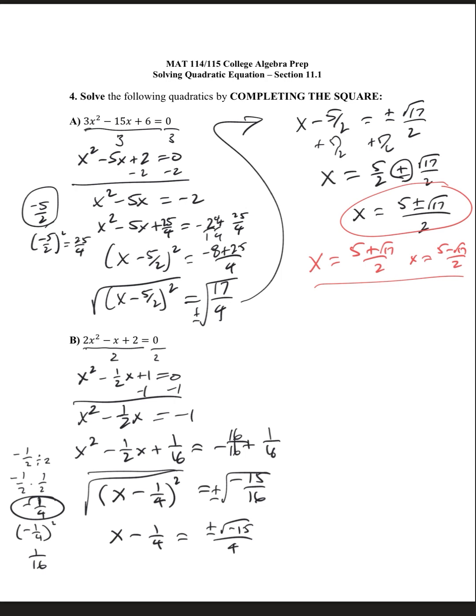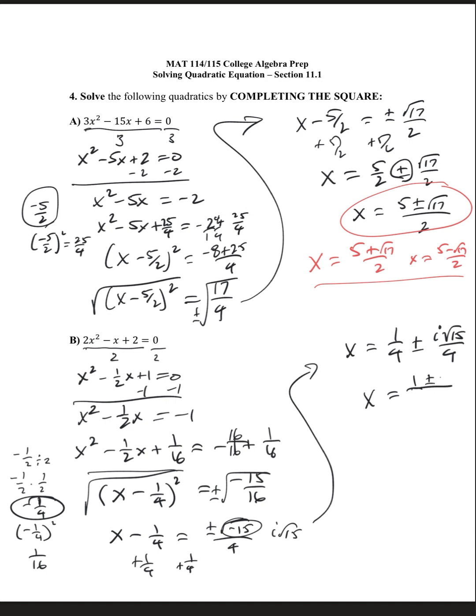Then we know that this is i square root of 15. So if we add 1/4 to both sides, after all that simplification, we get x equals 1/4 plus or minus i square root of 15 all over 4. And again, since we're adding and subtracting, you could put these together: 1 plus or minus i square root of 15 all over 4.